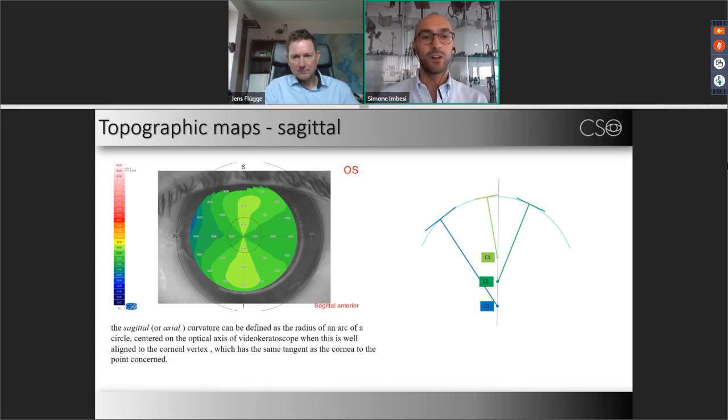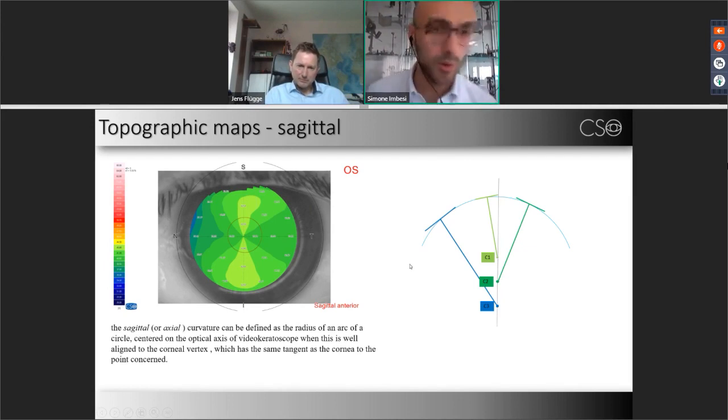The meaning of this map is really simple. This map describes the curvature using a simple principle. The curvature in these maps is described point by point as the distance between the point and the optical axis along the normal direction. To evaluate this data, the topographer at the time uses a comparison principle.